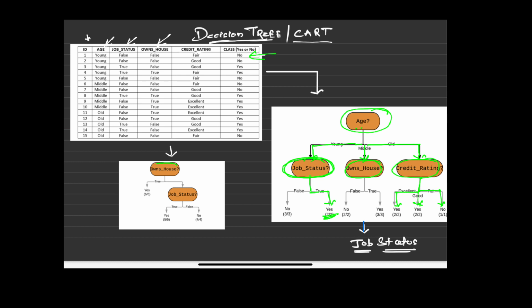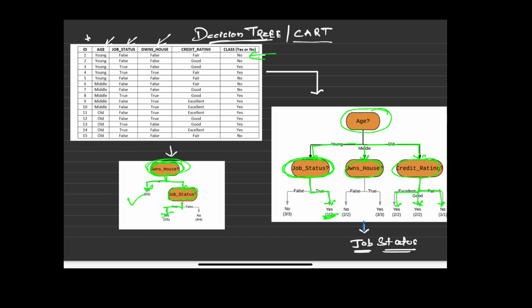A simple one looks like this: you will check whether the person has a house or owns a house for collateral or not. If yes, then you will give the loan. If not, you will check for a job. If it is yes, you will give the loan. So the decision tree could be very simple.